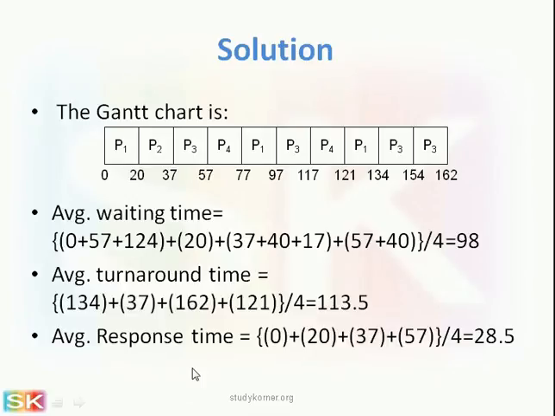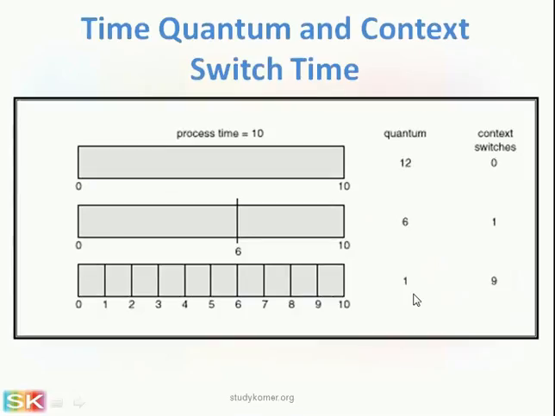So the average response time: for P1 it is 0, for P2 it is 20, for P3 it is 37, for P4 it is 57, and that comes out to be 28.5, right?